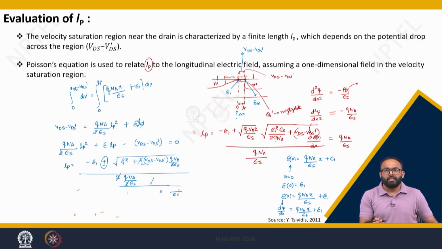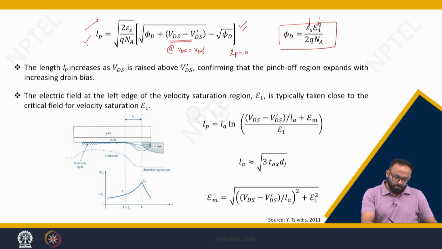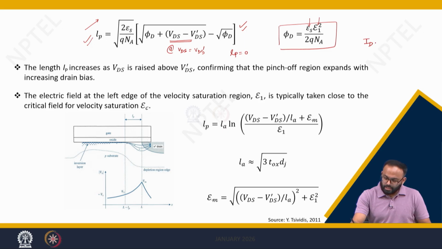in the source side to support this voltage drop of VDS minus VDS dash in that depletion region. So this is a simple 1D picture of what we have derived for LP. We can put it back into our equation and calculate the dependence of channel length modulation on the current, which is nothing but IDS dash into 1 plus LP divided by L.